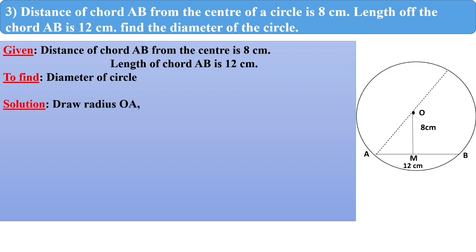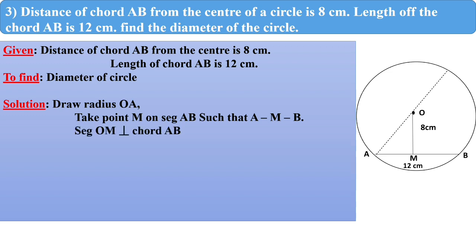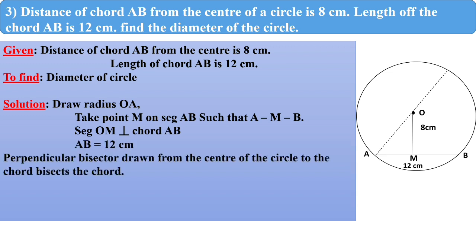Now the solution. Draw OA. OA is our radius. Take point M on the segment AB such that A, M and B are collinear. Now OM is perpendicular to AB. By the Pythagoras theorem we have to proceed. We know that the perpendicular drawn from the center of the circle to its chord bisects the chord, which means AM will be equal to MB. Means AM equal to MB is 6 cm.